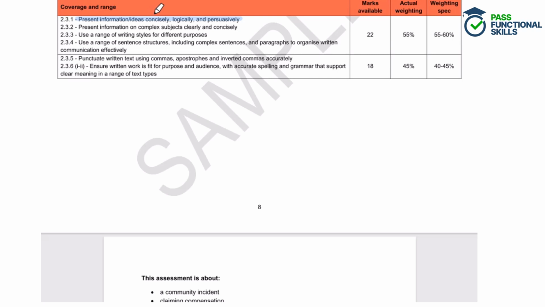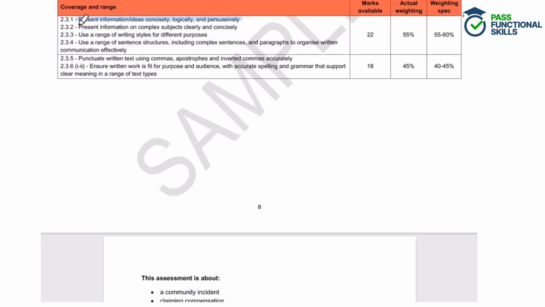You will need to present these concisely, which means that you're not repeating things and everything is written in a short and easy to understand manner. You'll need to present logically, which means that everything should be in a logical order and everything should flow on from each other. So each sentence flows on from the next. And persuasively, which means that you're trying to convince the examiner that your opinion is valid.